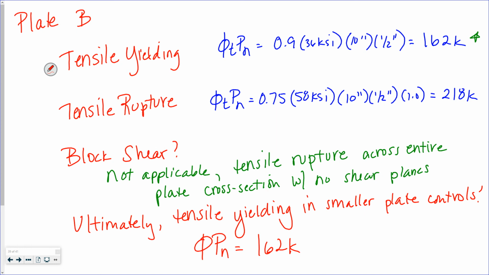So that is how you can check those 3 limit states in a connection. You do have to check both, unless it was obvious, but we did it anyway just for fun. So that is a second example of checking the tensile strength of a connection, checking the yielding and rupture of the connecting elements and block shear. All right, thanks.